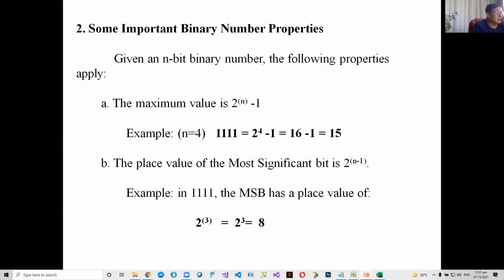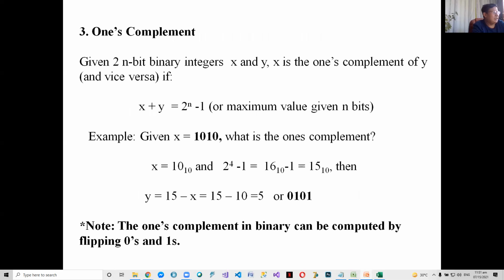Alam na ninyo ito, no, siguro. Kasi the maximum value is 2 to the n minus 1. Given an n-bit number, for example, if n is 4, 4-bit digits, the last value is 15, 0 to 15. One's complement. What is one's complement?